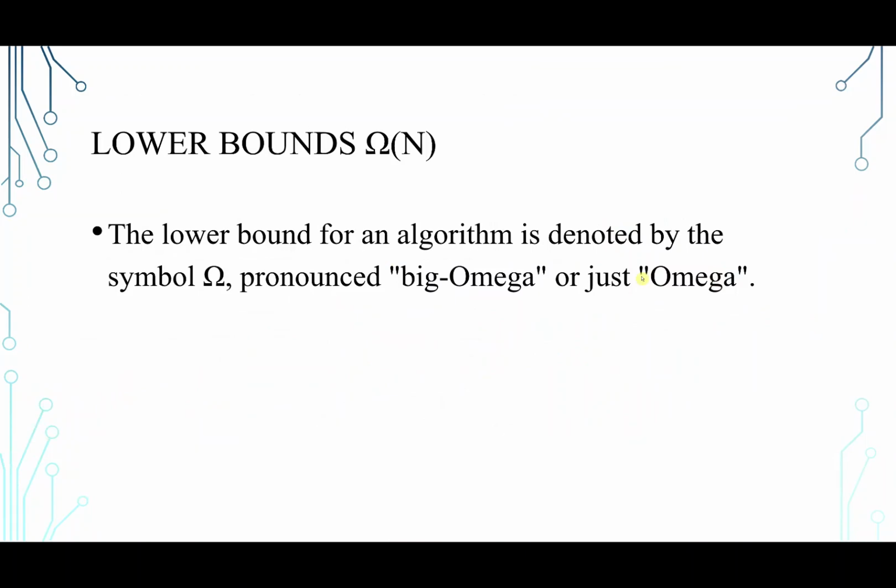Now let's just talk a little bit about big omega, which is lower bounds. The lower bound of an algorithm is denoted by the symbol big omega, right? And this is pronounced big omega. Or some people just say omega for simplicity, because they want to differentiate between the notation of the big O and big omega.